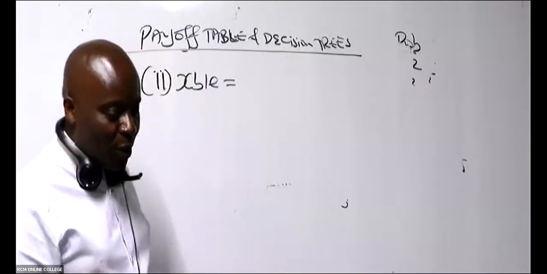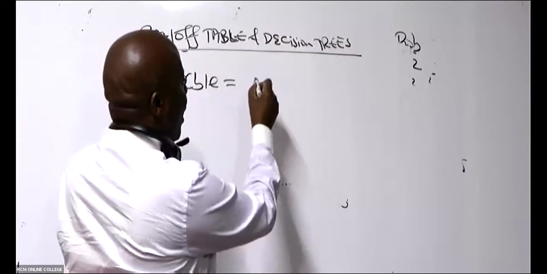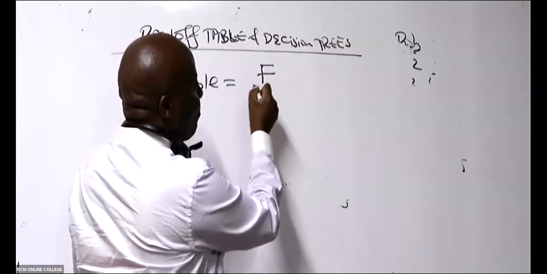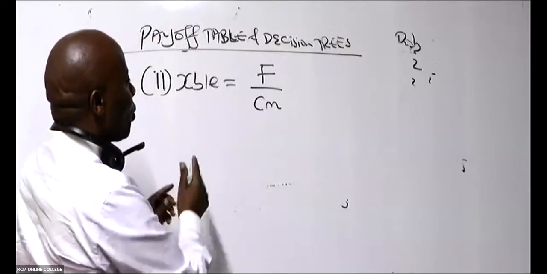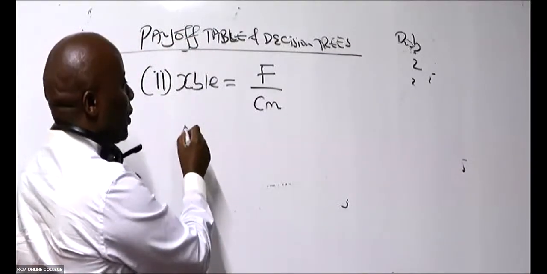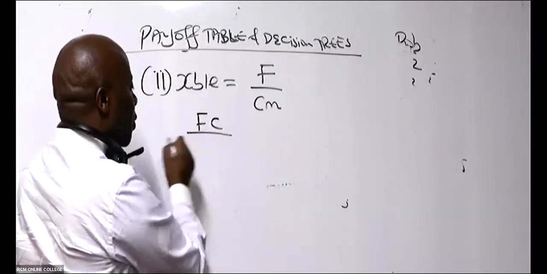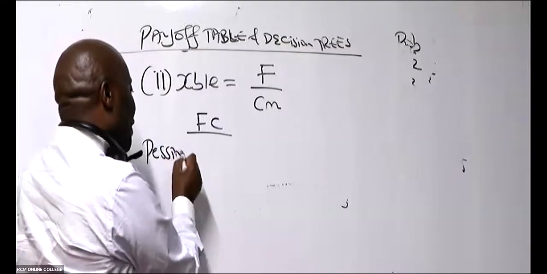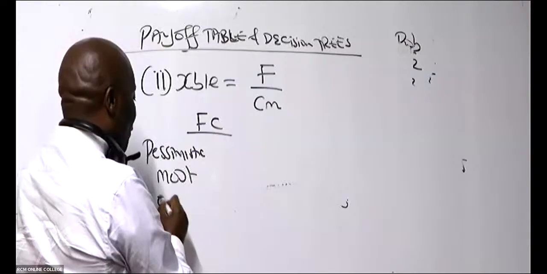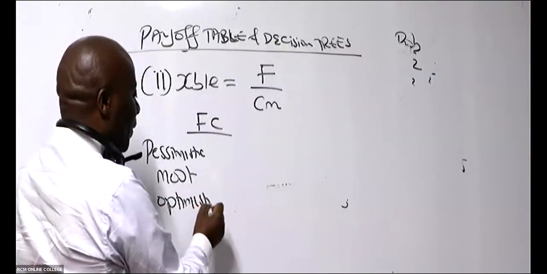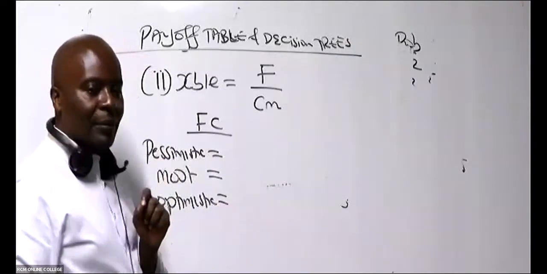Right. So we want to get X break even. How do we get X break even? The formula you have to cram. It's fixed cost over contribution margin. So if we charge a price of 17, there are 3 fixed costs: the fixed cost for pessimistic, the fixed cost for most likely, and the fixed cost for optimistic, somebody? We have done these fixed costs up there, if you remember.